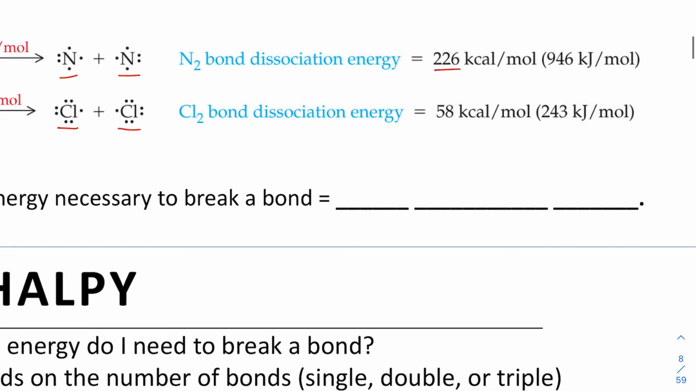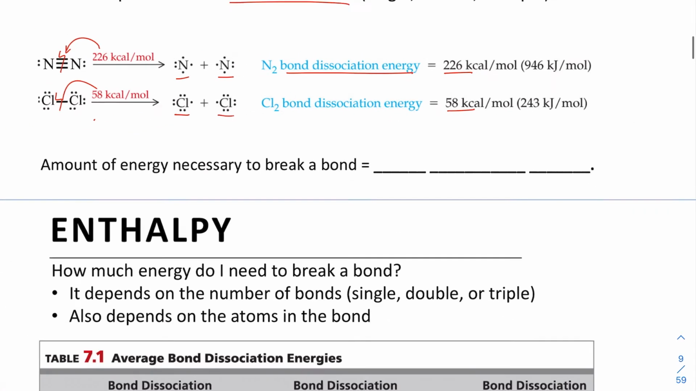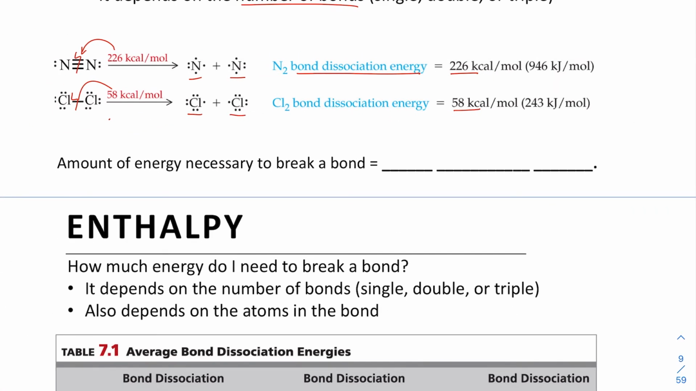And we call this energy the bond dissociation energy, which is the answer to these blanks down here. The amount of energy necessary to break a bond is known as the bond dissociation energy.